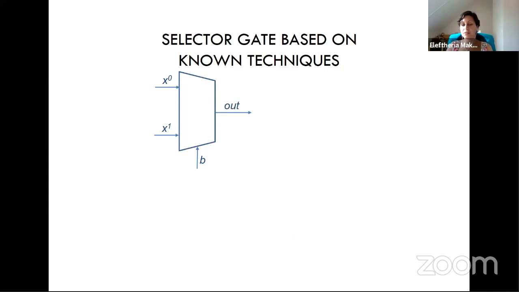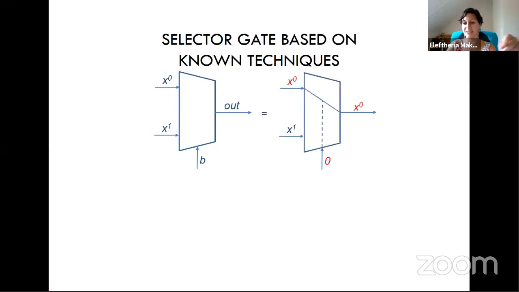Now we have the basis. Let's go to selector gates. First of all, what is a selector gate? A selector gate takes two inputs in FP, x0 and x1, and one Boolean input, which I denoted B here, and it outputs one of the two values in FP based on the bit input.